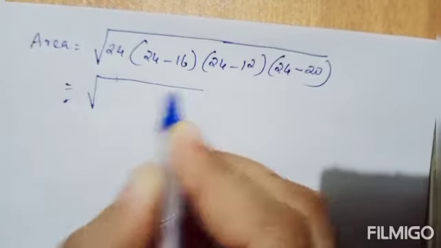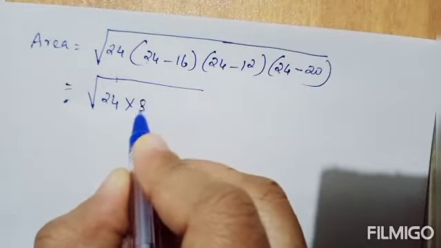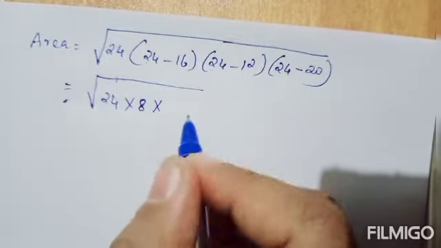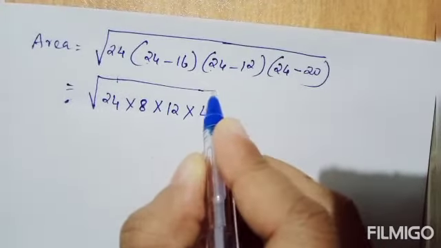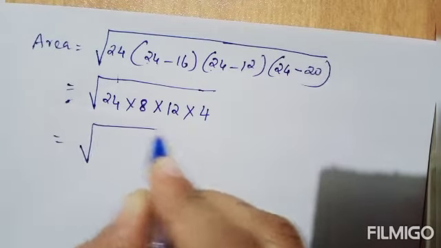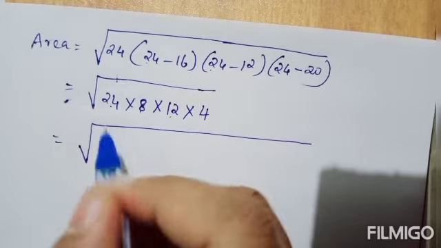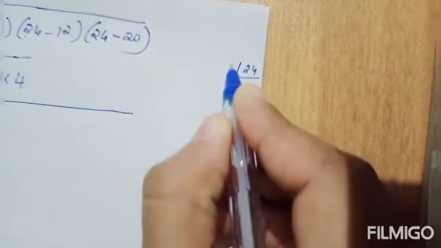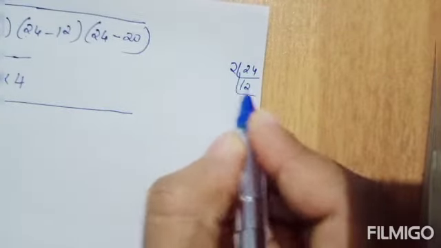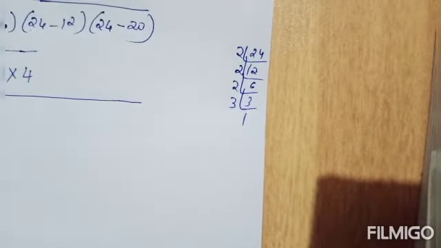So area equal to root of 24 into 24 minus 16, it is 8, into 24 minus 12, it is 12, into 24 minus 20, it is 4. Okay, now you can do the prime factorization of 24, 8, 12 and 4. So what will you get? 24, on doing prime factorization: 24 you can divide by 2, 12. 12 by 2, 6, 6 by 2, 3, 3 by 3, 1. Okay, so 2 into 2 into 2 into 3.